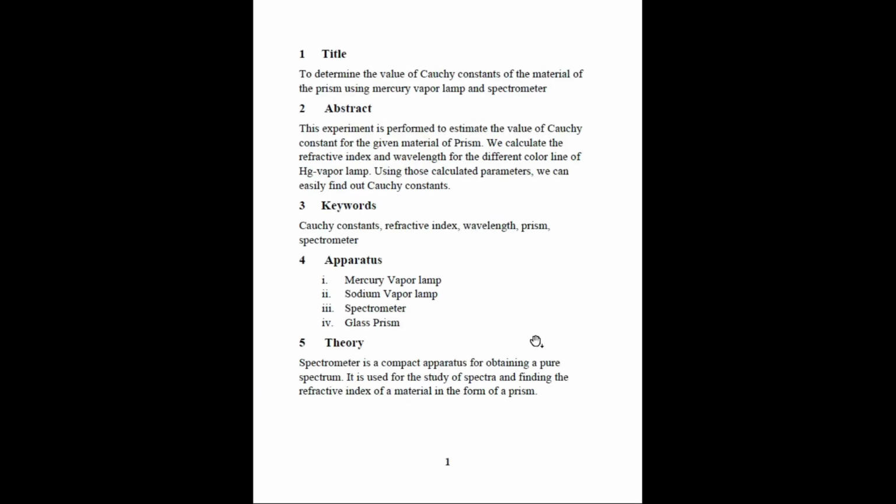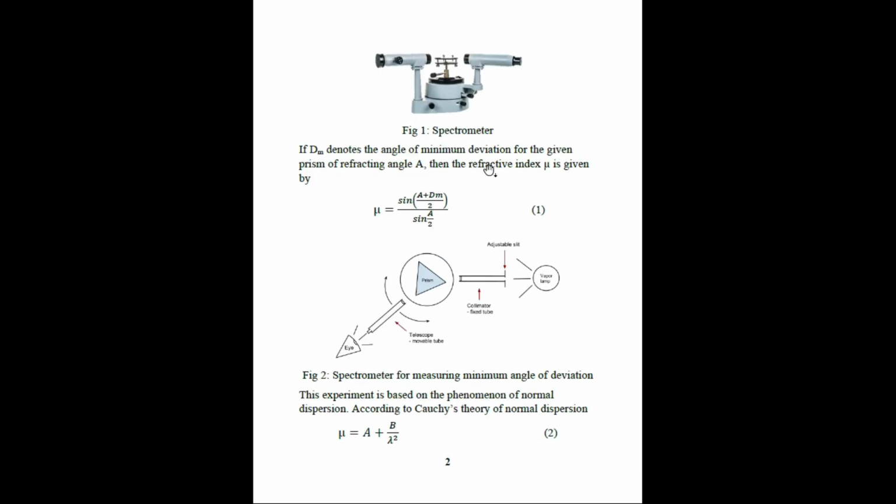So in order to calculate Cauchy constant, we need the following things. They are light sources, spectrometer and glass prism. So you can see the spectrometer in the figure, which will be described later on the virtual lab. So by using the spectrometer, we can calculate angle of prism, angle of minimum deviation for the particular color of the light. So we can calculate the refractive index.